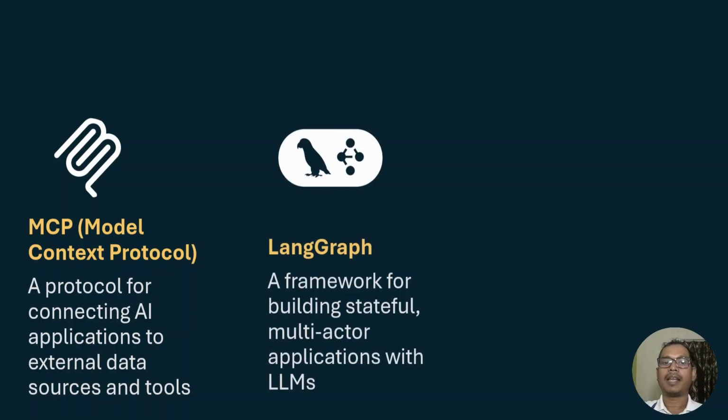LangGraph is a framework to build stateful multi-actor applications with LLMs. So what does it mean? When you create applications with LLMs, LLMs are pretty straightforward. You give a request and based on the model's intelligence, it will give an answer. But AI applications are complex. They can follow a complex workflow in order to create certain answers or perform certain tasks. LangGraph is basically used for that.